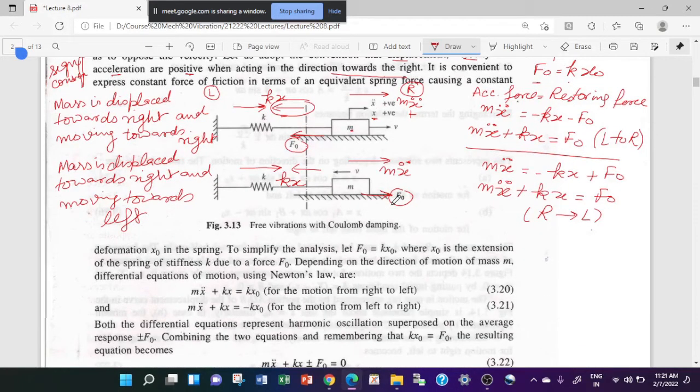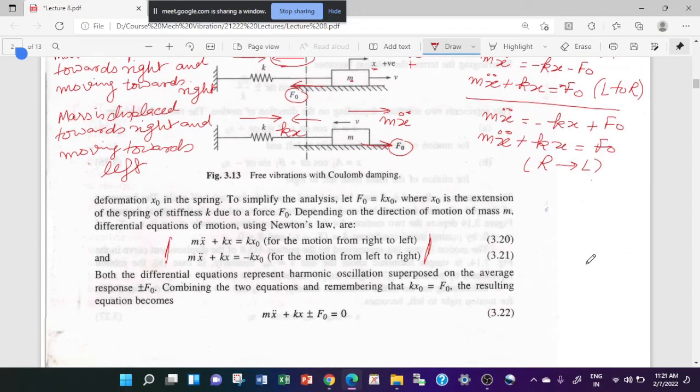So you are getting these two equations here, which I have shown above. Sir, I think in first equation there should be minus f naught. Okay, yeah. Okay, thanks for rectifying this one. Yes, sir.